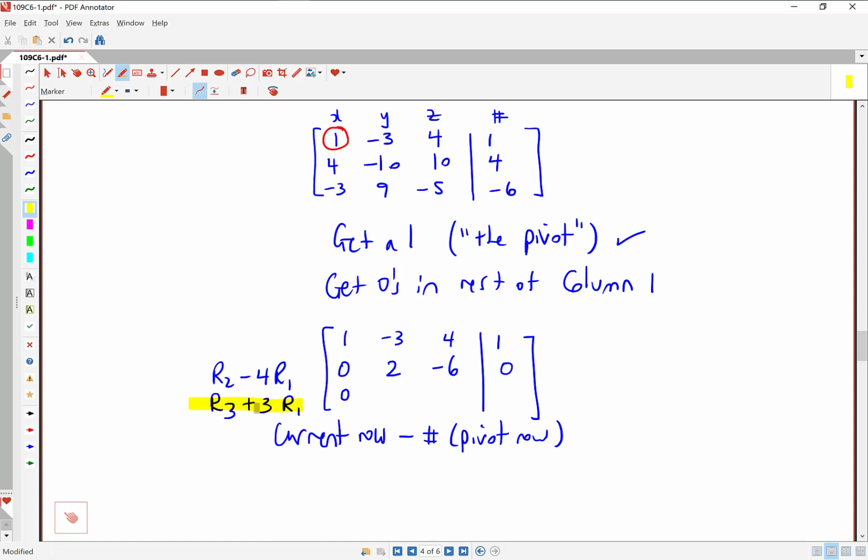Last operation that we're going to do, row 3 plus 3 row 1. So let's look back at the previous matrix. So we're going this number plus 3 times that number. Negative 3 plus 3 is a 0. 9 minus 9 gives us a 0. Negative 5 plus 12 gives us 7. And then negative 6 plus 3 gives us a negative 3.